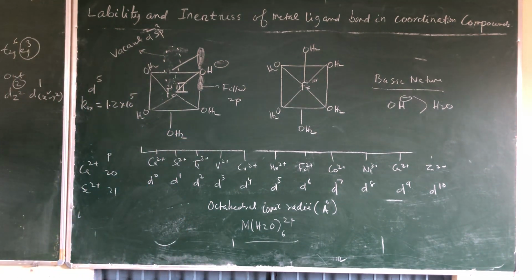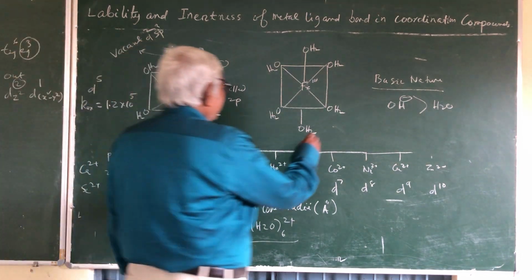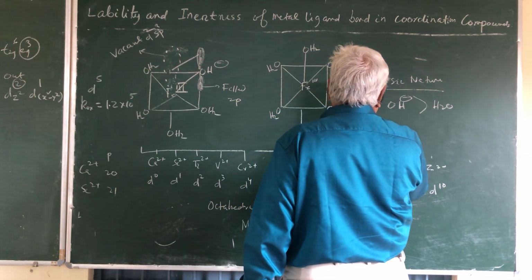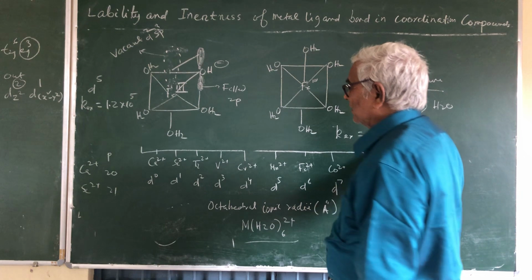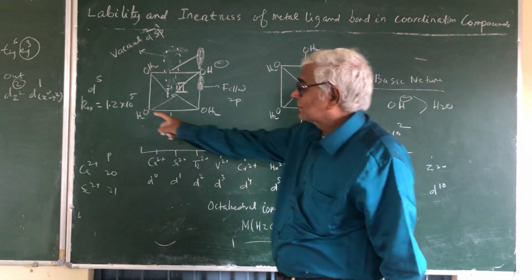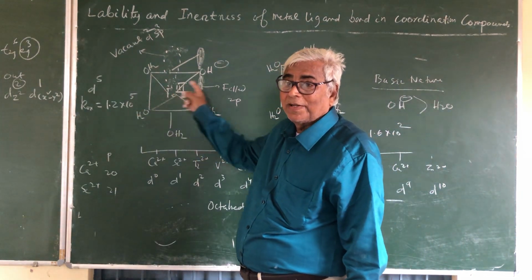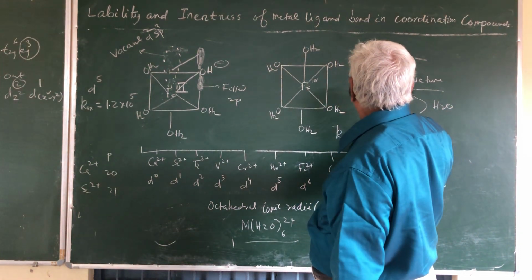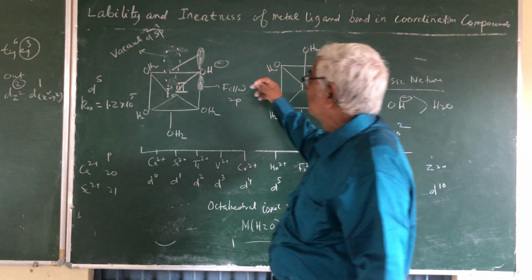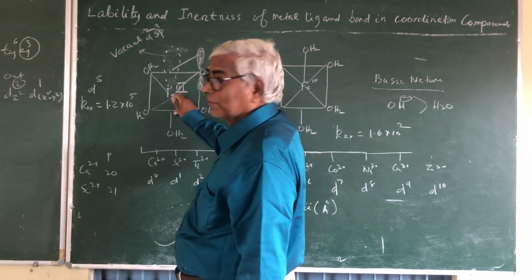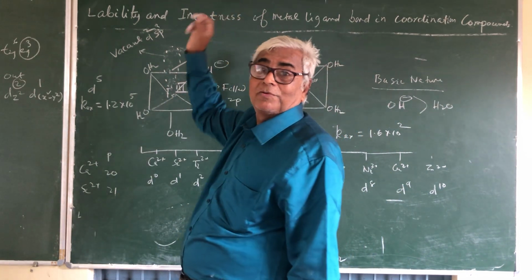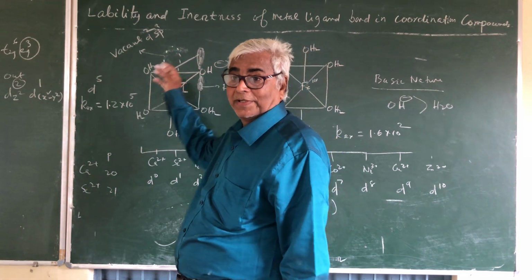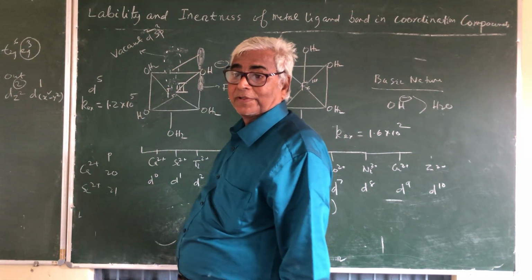is 1.6 into 10 power 2. Here the rate constant is low, here the rate constant is high. So this complex will be more labile than this complex because hydroxide is more basic than water. So it will easily push electrons to the iron(III) center. So the water molecule should escape, leading to formation of a square pyramid intermediate, which will be stabilized by pi bonding.